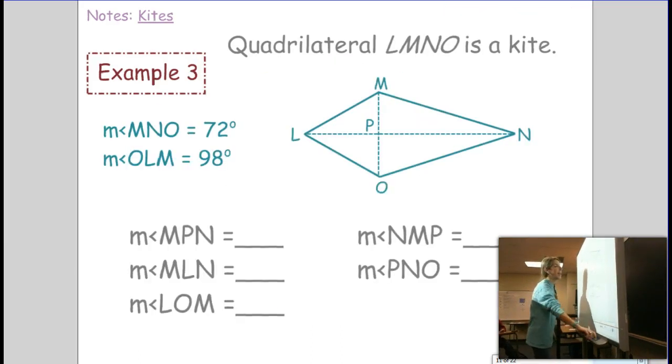Do y'all like kites? Are kites okay? No, I don't. I like squares.